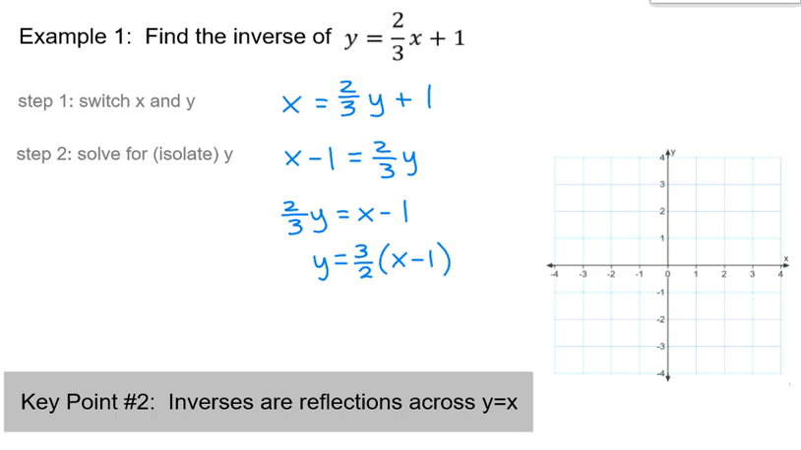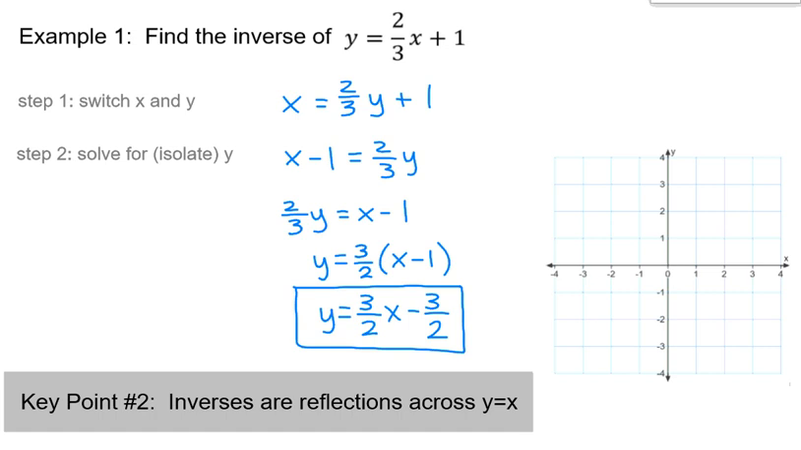Now, if you want, you can keep simplifying this answer and distribute the 3/2, and we get the equation y equals 3/2 x minus 3/2. And that is the inverse, so that's our answer. And I thought we would graph both of these lines and see what their graphical relationship is.